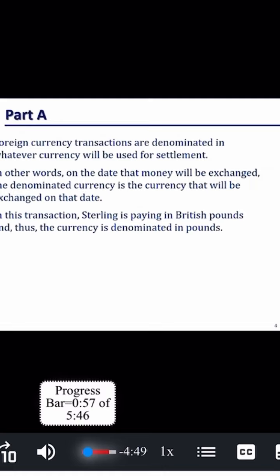For Part A, the first requirement, we note that foreign currency transactions are denominated in whatever currency will be used for settlement. In other words, on the date that money will be exchanged, the denominated currency is the currency that will be exchanged on that date. In this transaction, Sterling is paying in British pounds, and thus the transaction is denominated in British pounds.